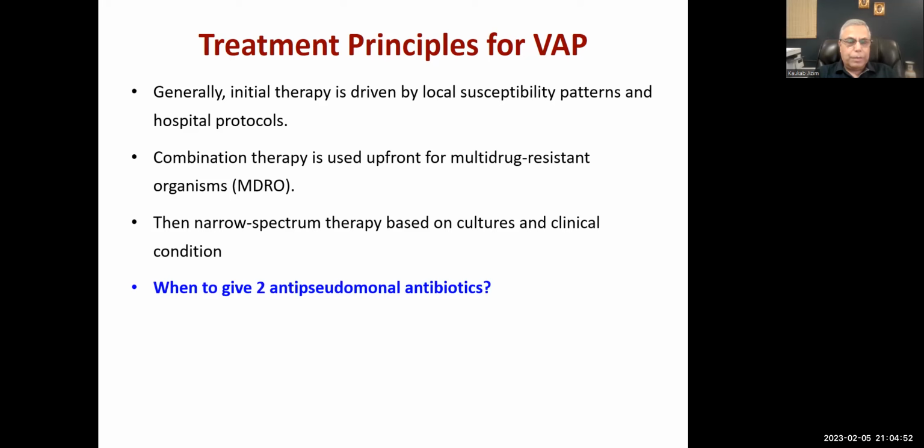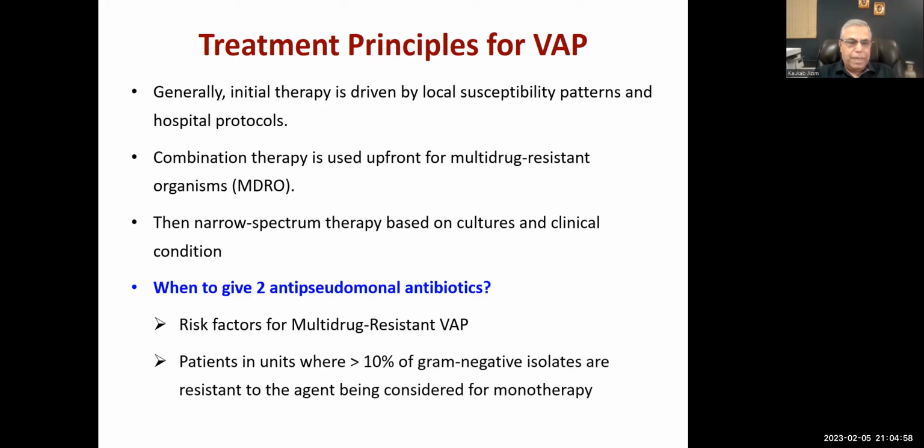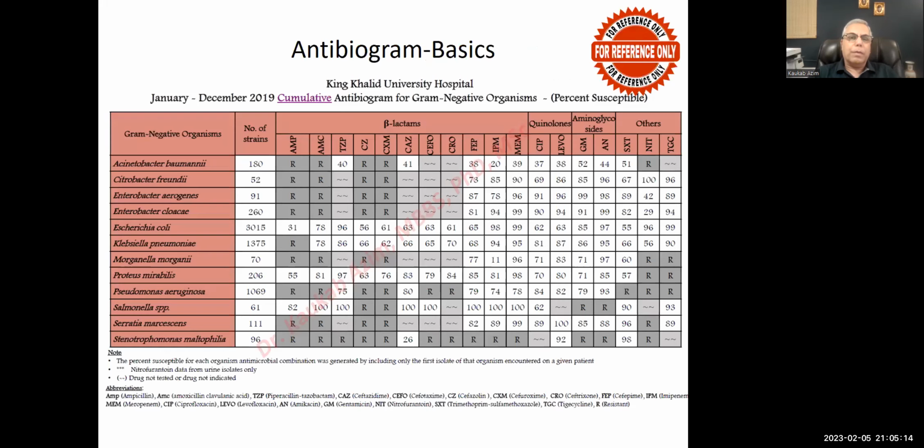When to give two anti-pseudomonal antibiotics? When there is a risk factor for multi-drug resistant VAP or patients in units where greater than 10% of gram-negative isolates are resistant, okay? So we have to look at the percentage of resistance. So we choose two anti-pseudomonal. I hope everything is clear.